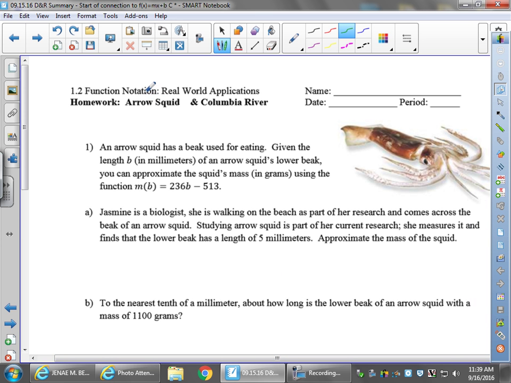Check out the first real-world question on the homework. Sosa wanted an interesting question. What's more interesting than arrow squid? You're welcome.